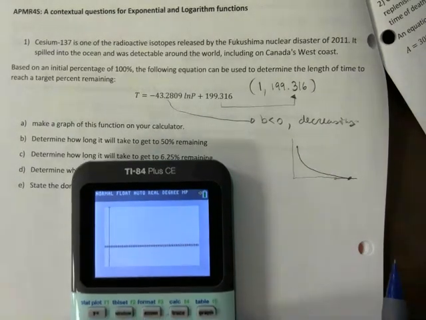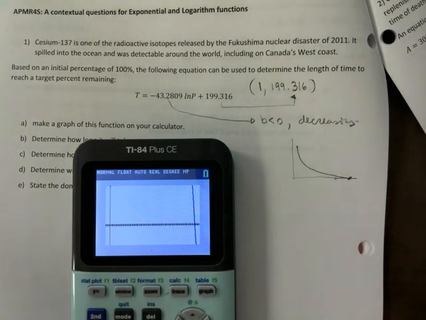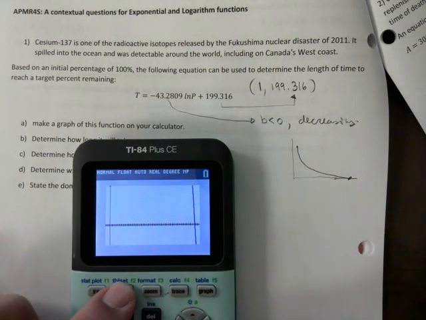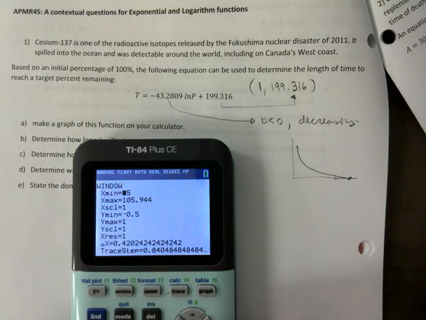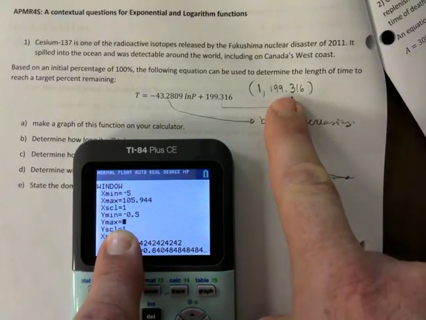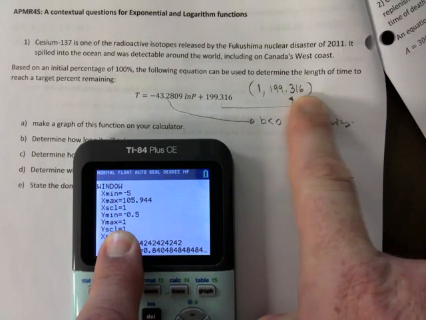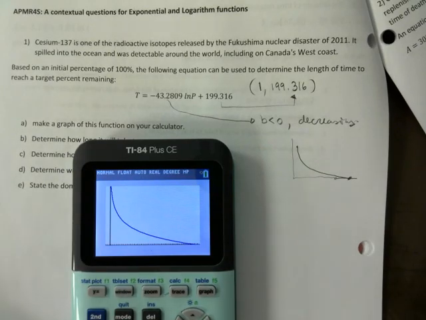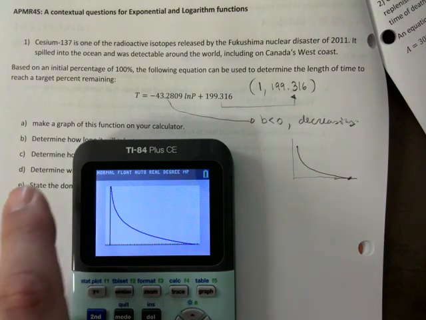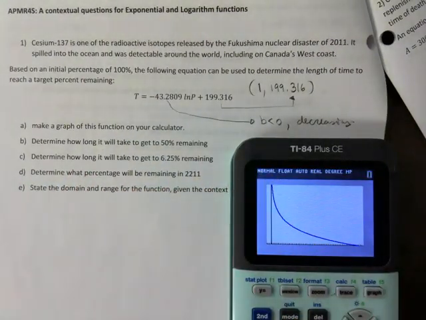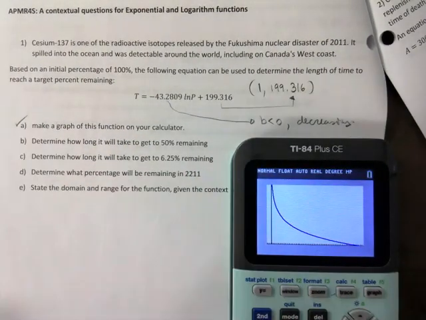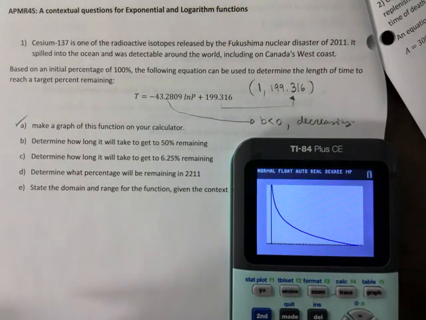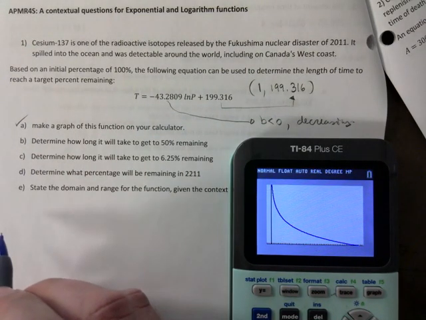So I graph. Terrible, right? My window right now is not good. I'm in the negatives with both. My y max is way too small. I need to go at least to like 250 or 200, because that's where that point is. There we go. Boom. I see my x-intercept. That's a good window. Let's keep going. Make a graph. We've done that. Check. Determine how long it will take to get 50% remaining.